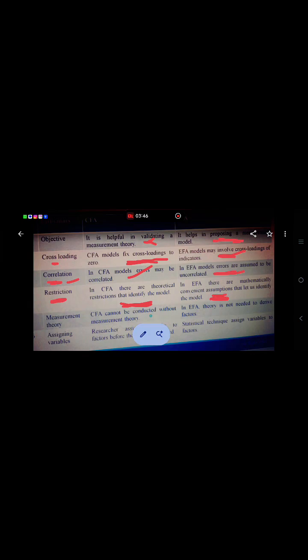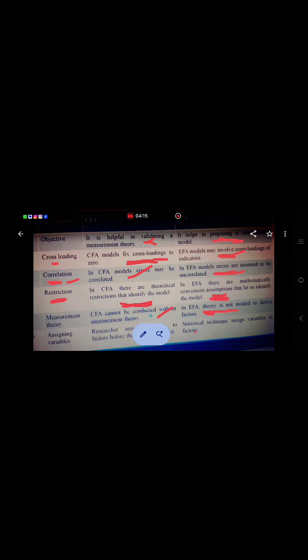Then we have measurement theory. CFA cannot be conducted without measurement theory. This is a good point. CFA cannot be conducted without a measurement theory. Measurement theory is very important, very necessary for CFA. While in the case of EFA, exploratory factor analysis, there is no need to derive a theory.